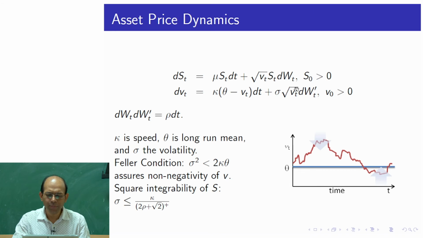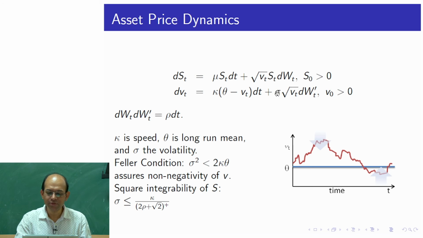We understand this just intuitively, very vaguely, but there is a very clear sufficient condition, which we call the Feller condition. If sigma is sufficiently small, that means sigma square is less than 2 times kappa theta, that assures non-negativity of V.